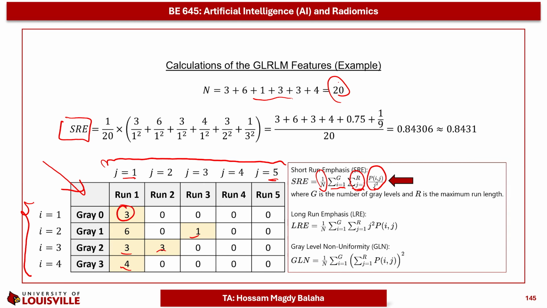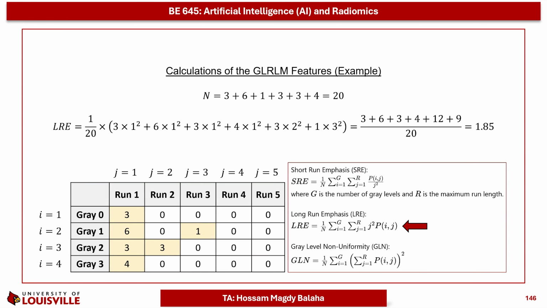Now we need to calculate P divided by J square. Take each value, divide by the square of 1. 3 divided by 1 square, 6 divided by 1 square, 3 by 1 square, 4 by 1 square. Now here 3 by 2 square, 1 by 3 square. Sum all of that, divide by 20, you will get that value. The same for long run emphasis. Instead of division, we are applying multiplication between the probability and J square. Once you calculate all of that, you will get that value.